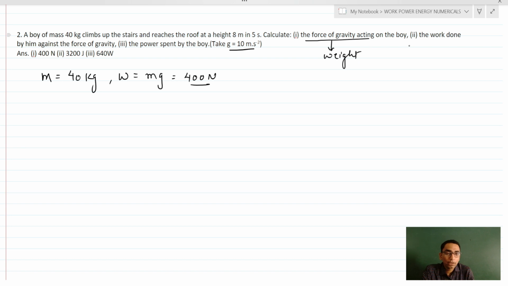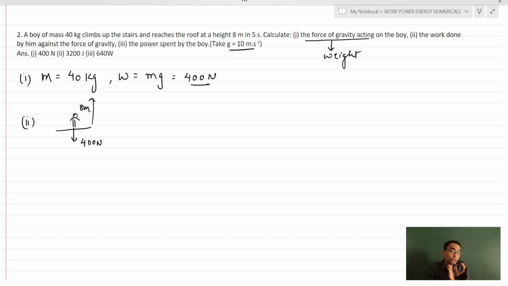Then the work done by him against the force of gravity. Now this essentially means what? You should understand it. Let's suppose this boy is standing here on the ground, right? So that means 400 Newton is the force of gravity. The earth is pulling that boy with a force of 400 Newton towards it. Correct? Now this boy is actually lifting his own weight above the ground. So he's climbing up at a distance of 8 meters above the ground, and the time is 5 seconds.